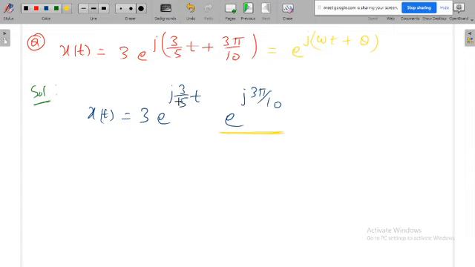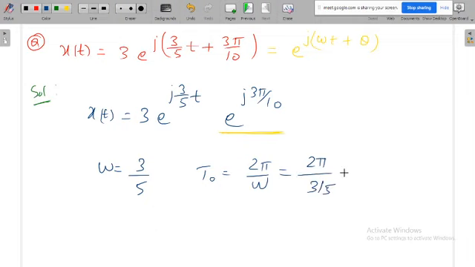Now what is the frequency? The frequency is 3 by 5. Now the frequency omega is equal to 3 by 5 only. We know the phase will not affect the time period calculation, so we'll simply ignore the phase. So omega is equal to 3 by 5. Then what is T naught? T naught is equal to 2 pi by omega, that is 2 pi by 3 by 5. So 10 pi by 3 seconds is the answer. Okay, and then what about the next question?